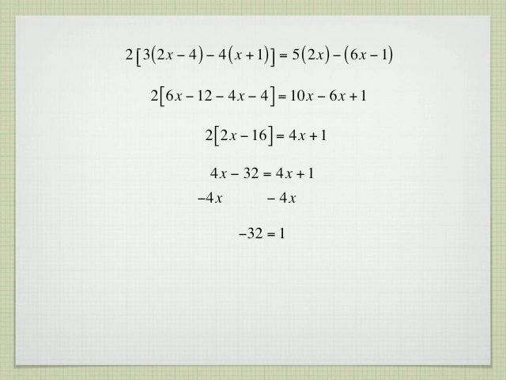If all my x's disappear when I'm in the middle of solving, then I either have an identity or a contradiction. Since negative 32 doesn't equal 1, I got something that's false. This is a contradiction, and my answer is no solution, or the empty set.